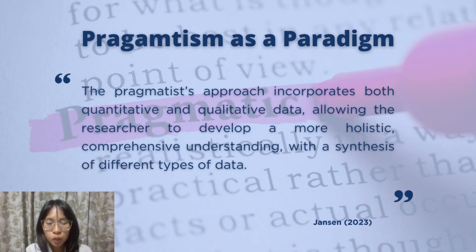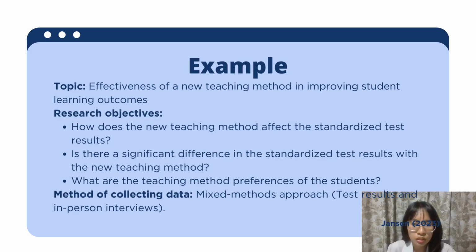So pragmatism incorporates both quantitative and qualitative data, allowing the research to develop a more holistic, comprehensive understanding of the topic, issue, or problem with a synthesis of different types of data. Example, so the topic is effectiveness of a new teaching method in improving student learning outcomes. So the research objectives would be, how does the new teaching method affect the standardized test results? Is there a significant difference in the standardized test results with the new teaching method? And what are the teaching method preferences of the students?